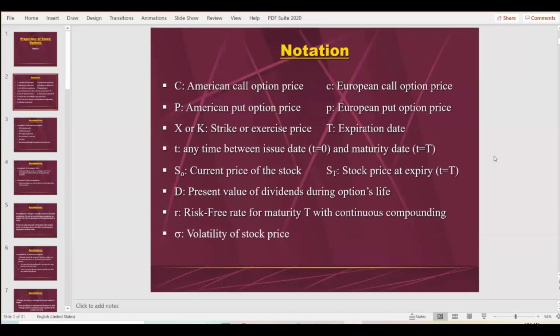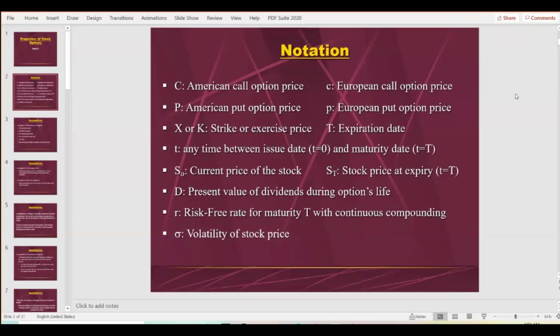So at the beginning, I have to go over some of the notation, some of the terminology that we're gonna use throughout this chapter. So first, a capital C refers to the American call option price, while a lowercase c refers to the European call option price. The same applies for a put option. We're using uppercase and lowercase p. For the strike price, we'll be using either X or K. And as I said before, some books use X for the strike price, while others use K.